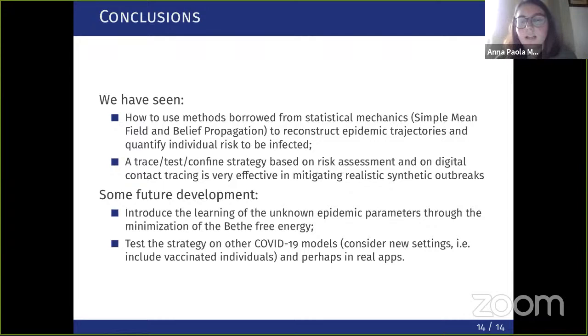Plus, we would really like to test this strategy against other, more realistic COVID-19 models, where you have, for instance, new variants or vaccinated individuals. And perhaps we would like to implement this on real apps for contact tracing. So I finish here, and I thank you for your attention.